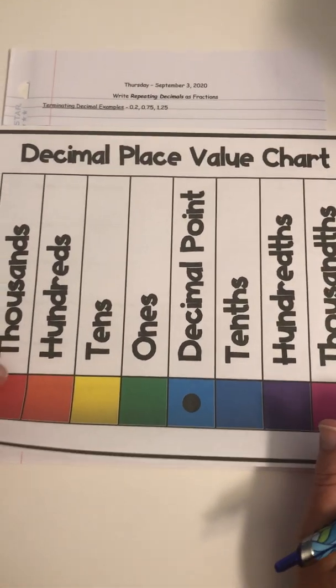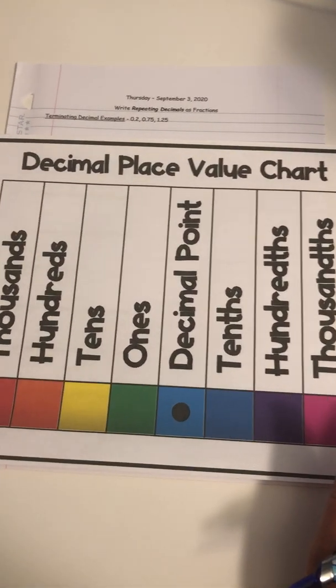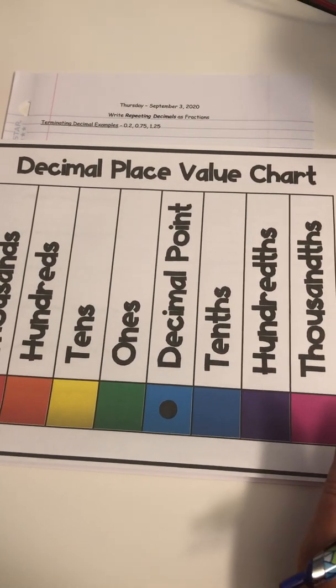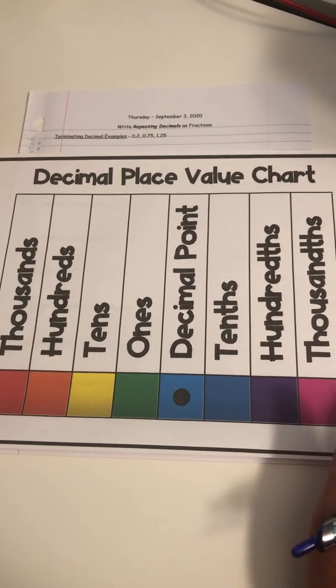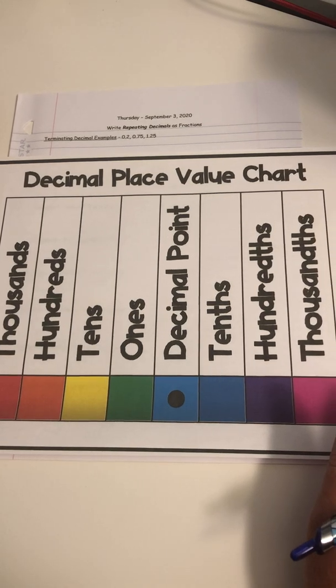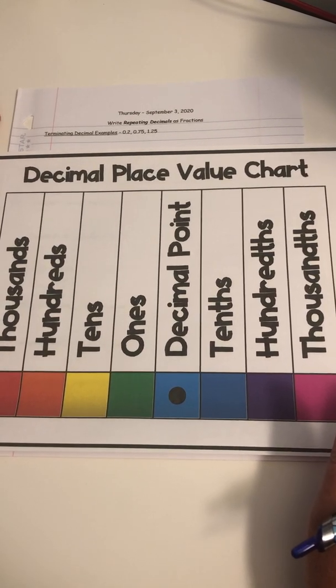Hi, it's me again. Today, as you're viewing this video for the class, it would be Thursday, September 3rd. And today we're going to be writing repeating decimals as fractions.